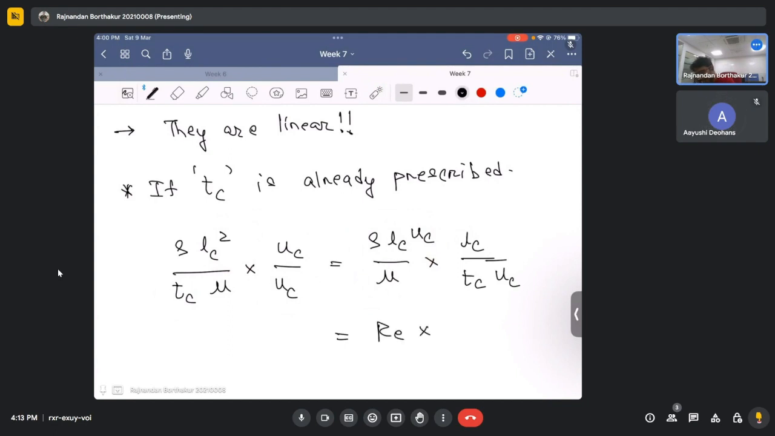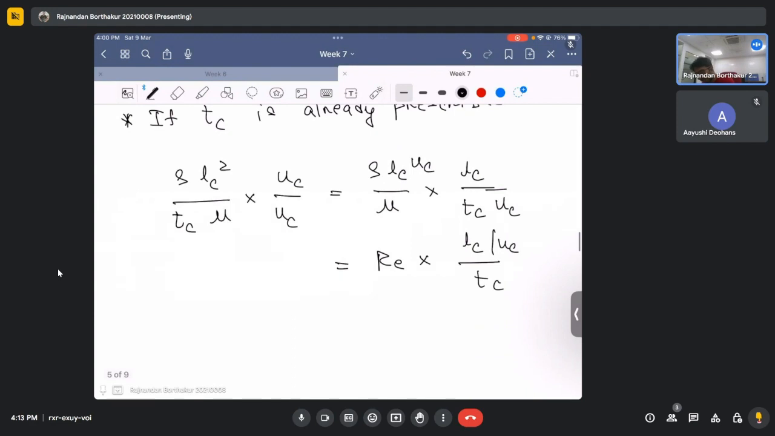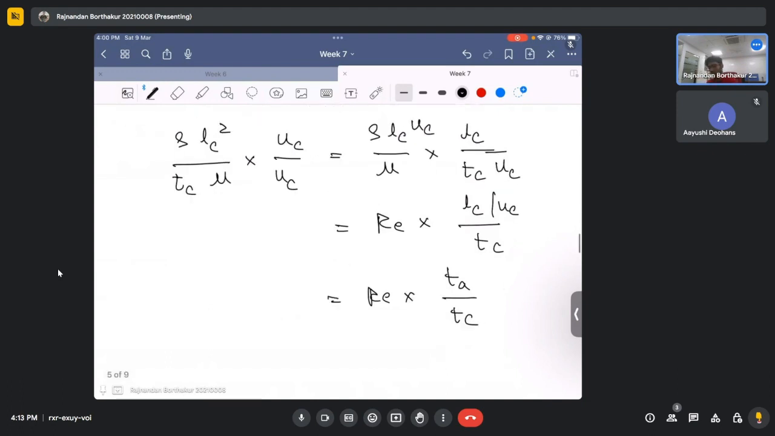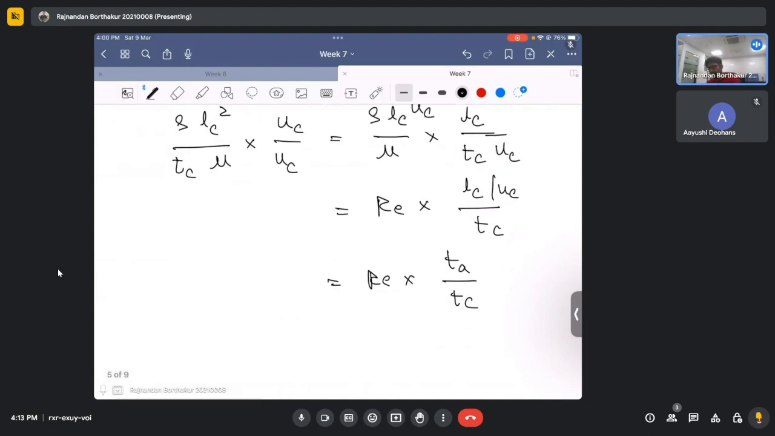And then this term can be written as LC by UC into TC. Which means what is this actually? This is actually the advection time scale to the characteristic time scale. So it's just the ratio of two time scales. Since we now have two different time scales, the scaling analysis is very similar. Recall the earlier problem.